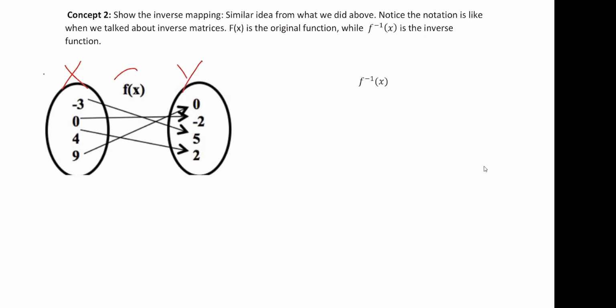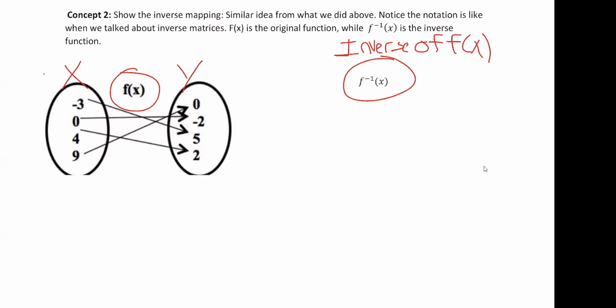One thing about notation: f of x is your original function. This f with the -1 of x is your inverse. When I see this, I say in my head, that's the inverse of f of x, or f of x inverse. When we did matrices, for the inverse of our matrices, we would put a power of -1. So anytime you're dealing with functions, or a lot of times when you see a -1 power with letters, that's referring to an inverse.